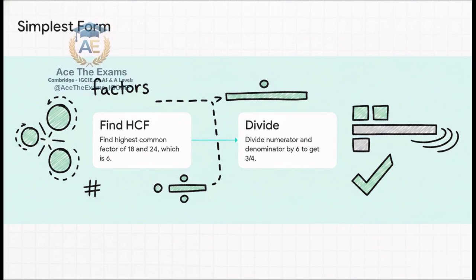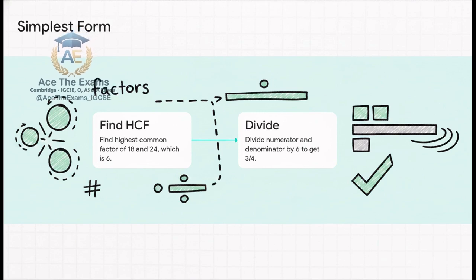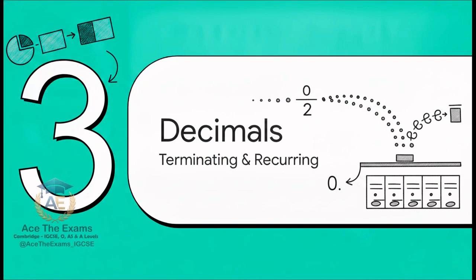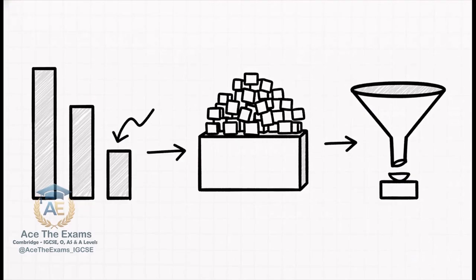Using the highest common factor gets you straight to the finish line instantly, and it really prevents those tiny, careless errors from creeping in. All right, Section 3, decimals. Let's map these fractions directly onto our decimal system using division and place value. Here's a cool fact.